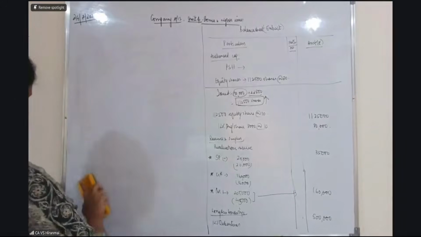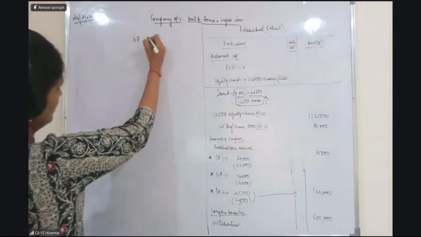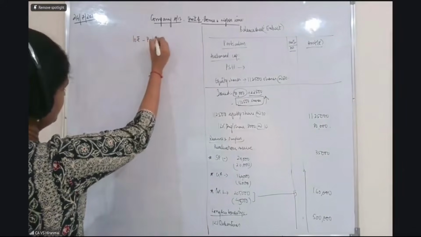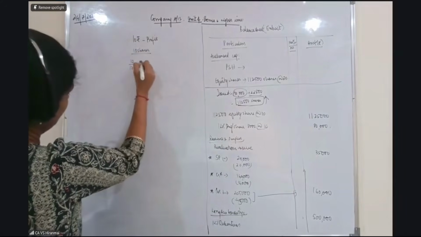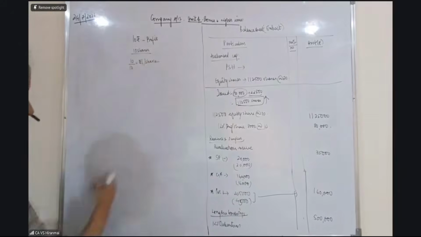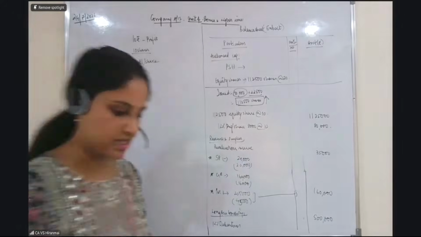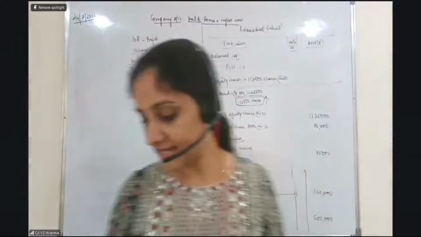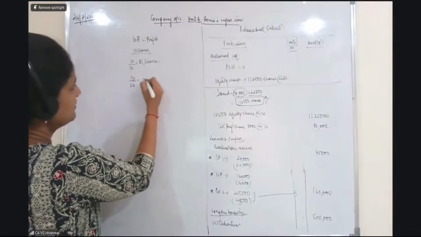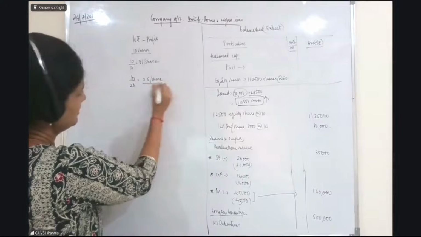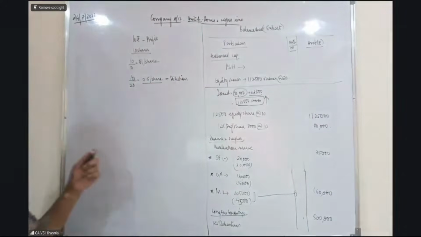Correct? But now what happens? 10 rupees, not per share, was the total profit. I had 10 shares. So the profit per share was 1 rupee. Now, after doing the bonus issue, my 10 shares have become 20 shares. So now 10 by 20 will be 0.5 per share. What has happened? There is dilution.